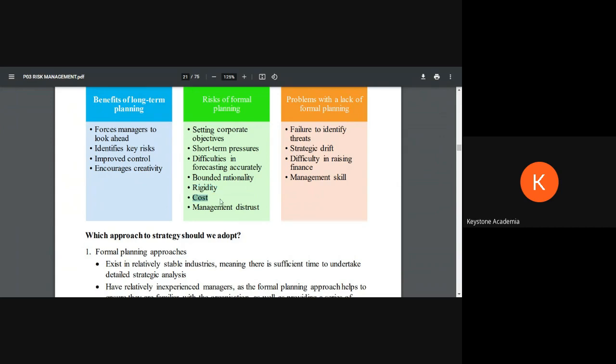Next one is cost. It is a very costly process, because if you are doing something, it will take financial cost, human resources, it will cost in different areas. Last one is management distrust. The own management team of DAISTRUK might not trust. Senior managers will not trust, and many times they are just working under short-term pressure, or people are looking to switch companies. So they will not buy in. They will not be taking it seriously. That's the risk of a formal plan.